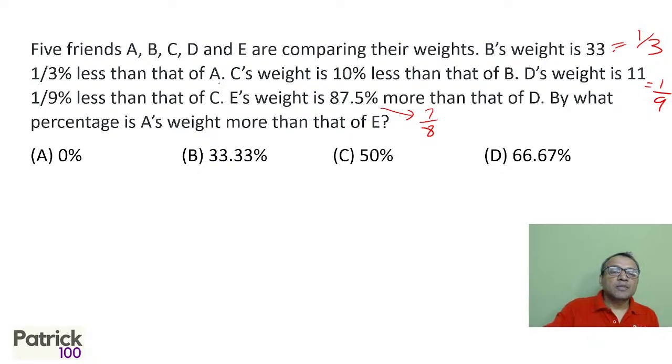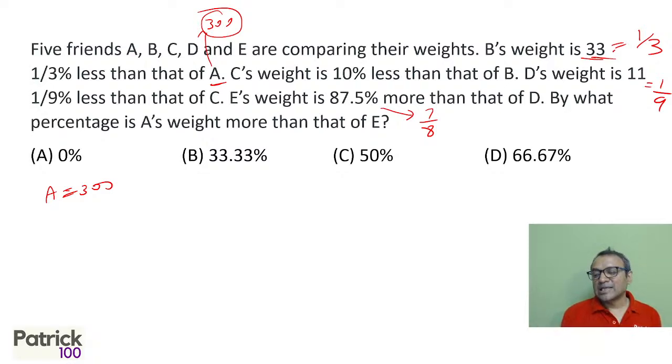You can start by assuming A as 300. Why 300? Because of this 33 1/3%, which is 1/3. If I take 100, then B's weight will become 66.67, which becomes a fraction, and you can work on that, but it's a little difficult. It's easier to assume numbers which give you integer answers, and then try to solve. Assuming the right numbers helps you solve faster.